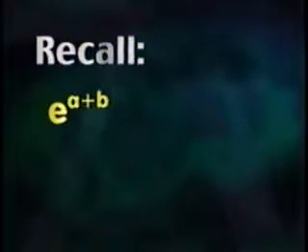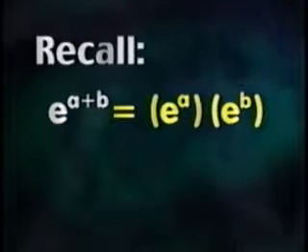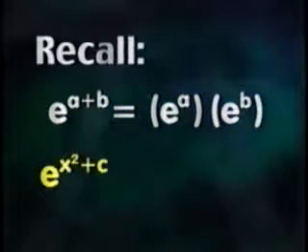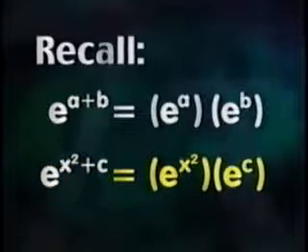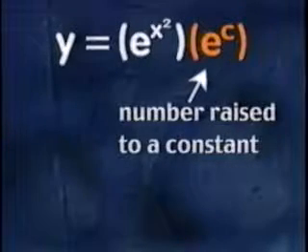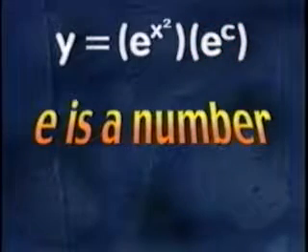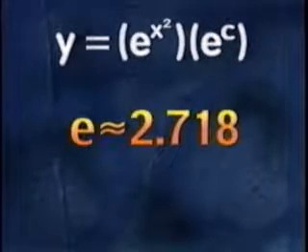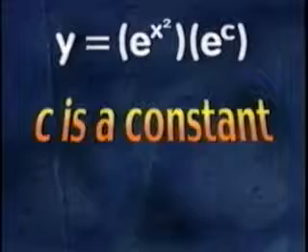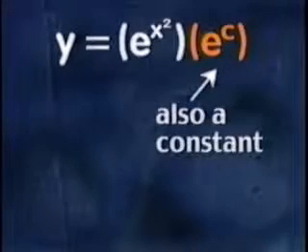First, recall one of the basic rules of exponents. e to the a plus b can be rewritten as e to the a times e to the b. For our problem, e to the x squared plus c can be rewritten as e to the x squared times e to the c. Now look what we can do here. The second term, e to the c, is a number raised to a constant. Remember, e is, after all, a number, 2.718 approximately, and c is a constant. So the whole thing, e to the c, is also a constant.